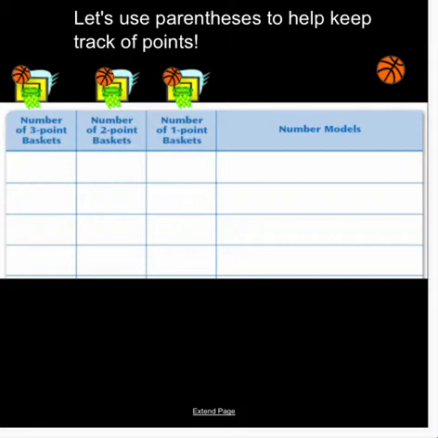I have a chart, and on the chart it shows over to the left the number of 3-point baskets. Then in the middle of the chart we see there's a space for the number of 2-point baskets. And all the way over towards the right side of the chart we have a space for the number of 1-point baskets. And finally we have space to record our number models. I'm going to take this basketball that's over here on the edge of the screen, and we are going to use it to make some pretend basketball shots.